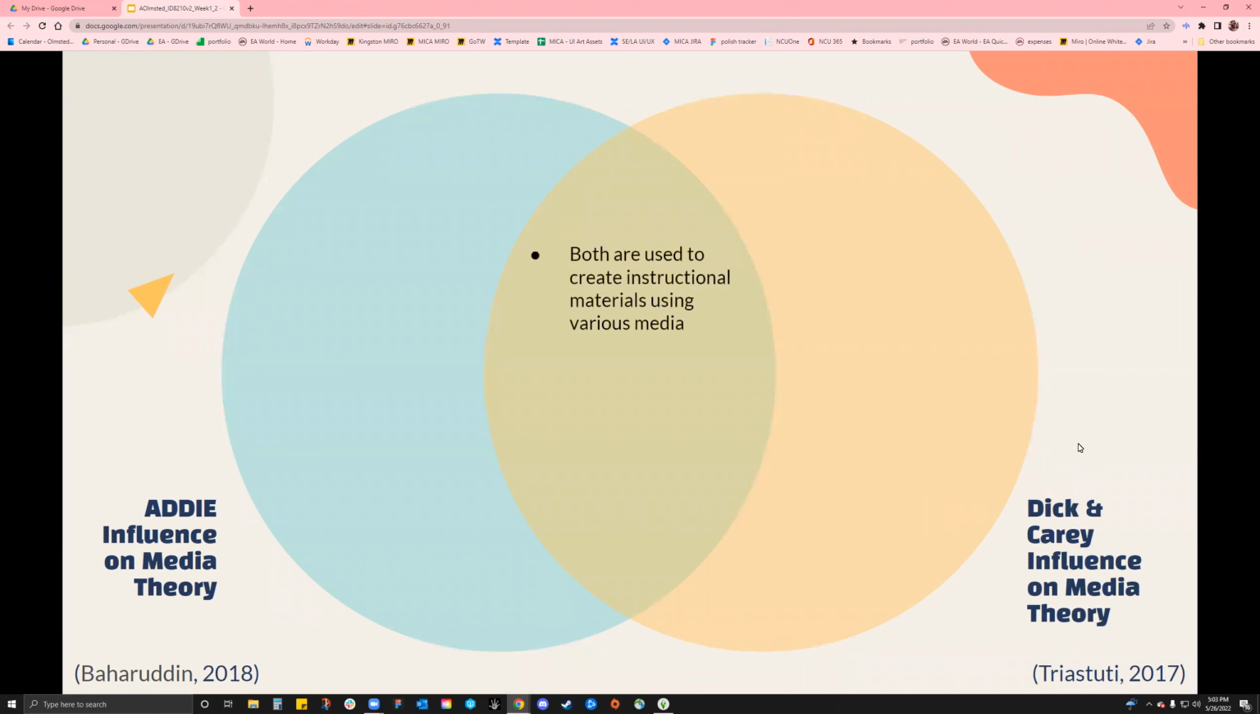Both models have affected media theory in several discernible ways. The primary two ways that we're going to talk about are that they both are used to create instructional materials using various media and focus on evaluating the effectiveness of this media and analyzing its improvements and designing improvements to its application within the instructional environment.